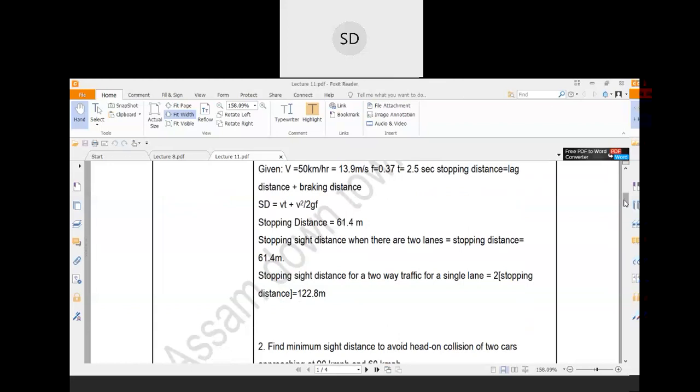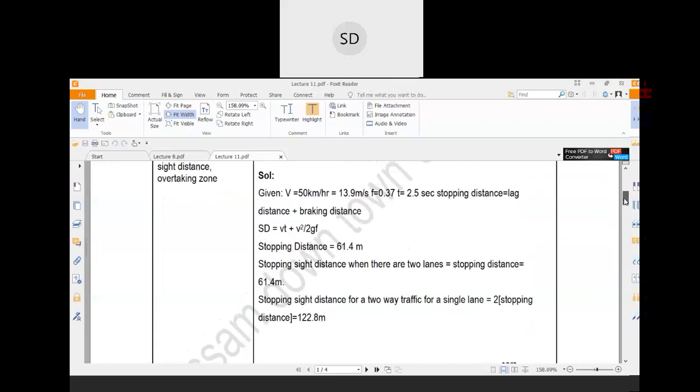So in simple words, all this initial formula would be the same, that is Vt plus V square by 2gf, where g is the gravitational acceleration, that is 9.81. F is the coefficient of longitudinal friction. Here in the example, it is given as 0.37. Okay, and your v, you have to convert that v from kilometer per hour into meter per second, and you get v as 13.9 meter per second, and t is your reaction time, which is given as 2.5 second.